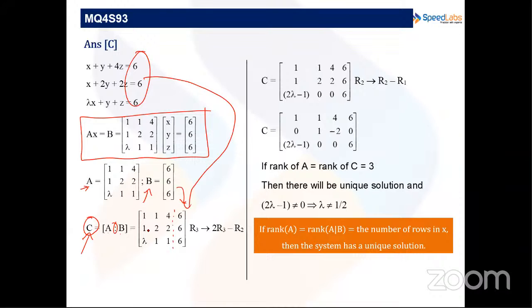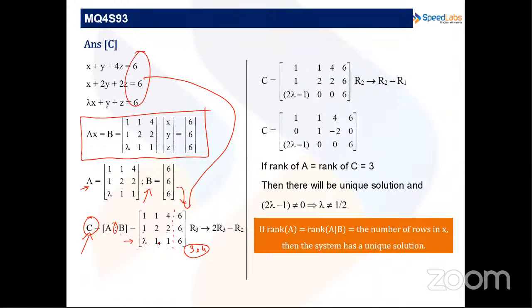So 1 1 4 6, and 1 2 2 6, lambda 1 1 6. Okay, this line is just for the presentation basis. This is a simple 3 cross 4 matrix, 3 rows and 4 columns. Okay, now we have to find the rank of the matrix. So to find the rank of the matrix, we have to write it in the echelon form. So to write it in the echelon form, what we are going to do is we are trying to make zeros in the third row.